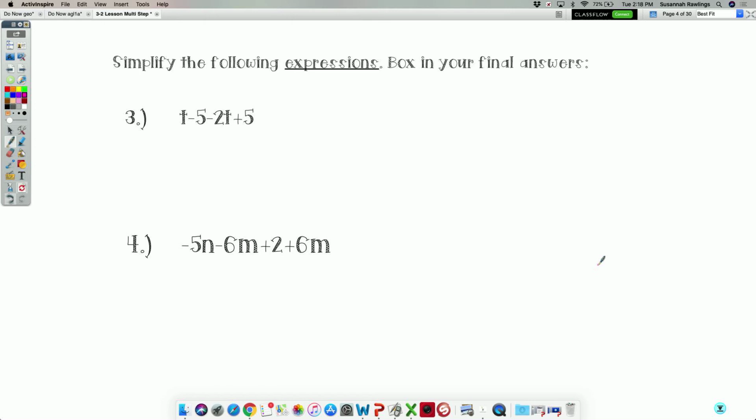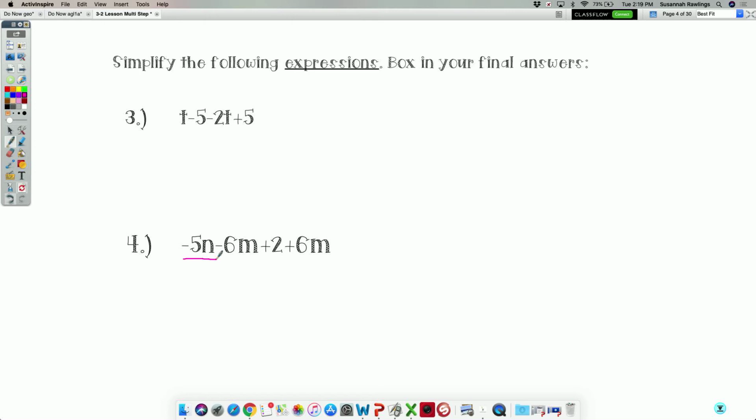Okay, you're writing negative 5n minus 6m plus 2 plus 6m, sorry, in your notes. Okay, Cheyenne, what can we underline? 5n. Good. Is there anything else with 5n or an n? No. Is there any other variables with n? So we'll just leave that alone.